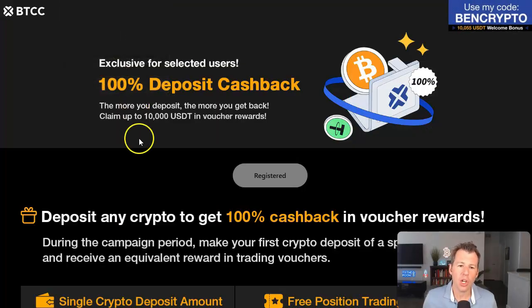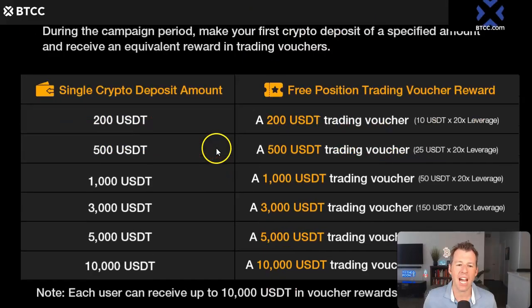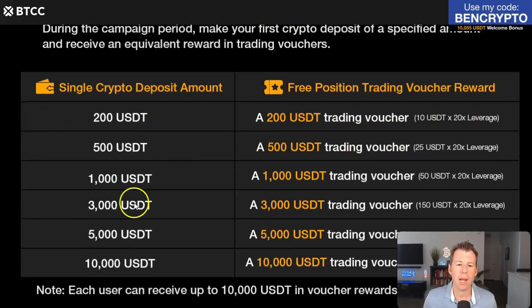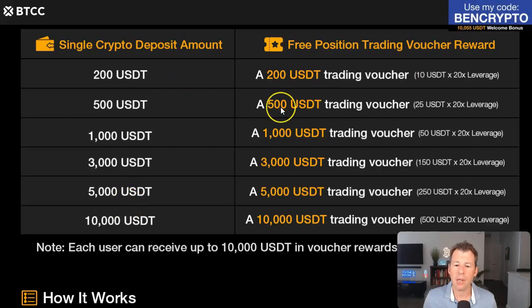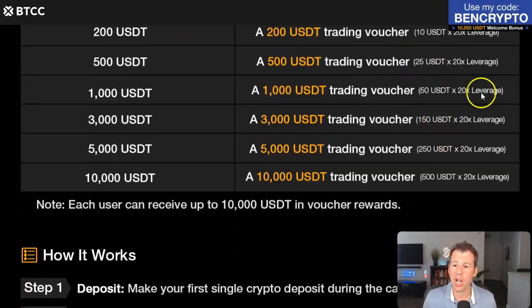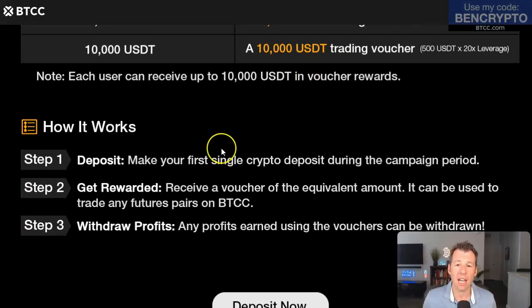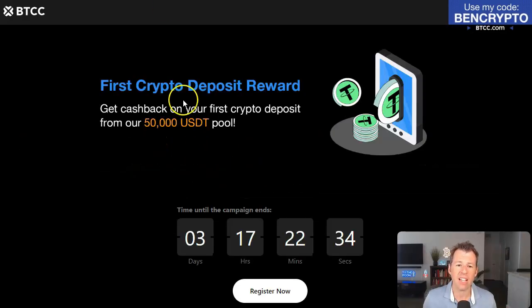But anyways, to summarize the current ongoing ones, this is one for select users, 100% deposit cashback. If you deposit a certain amount of money, up to $10,000 using crypto, then you can get a corresponding amount of up to $10,000 trading voucher. The voucher can be used to place trades on the futures exchange with certain leverage limits. And then if you make profits, then you can withdraw those profits. Again, that is for select users only.